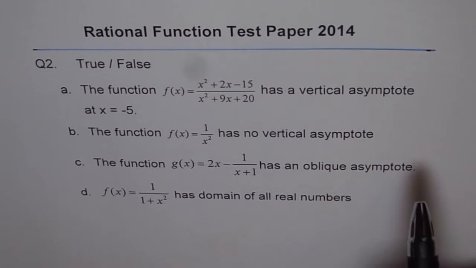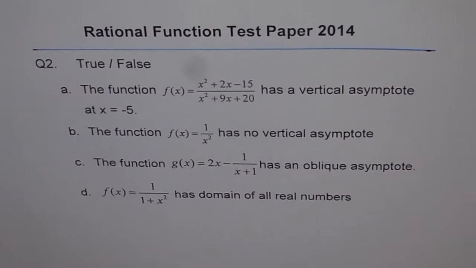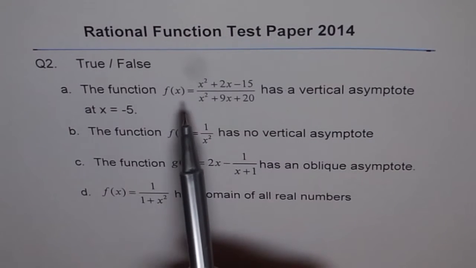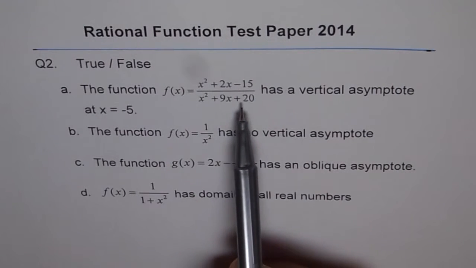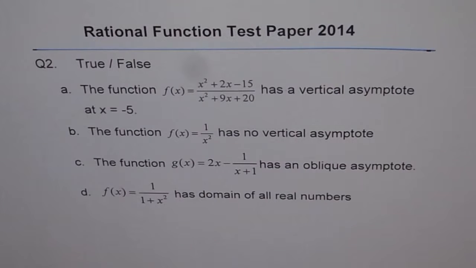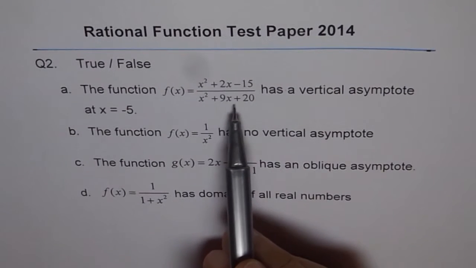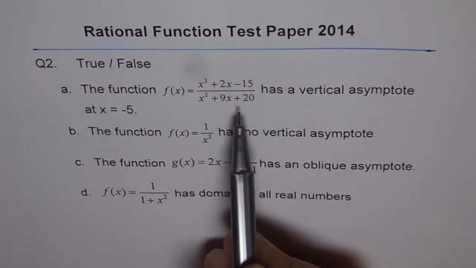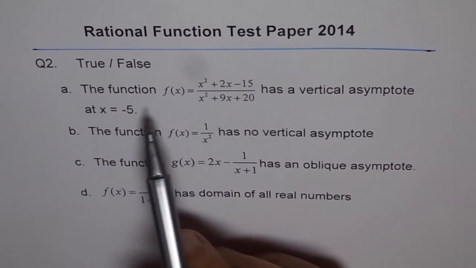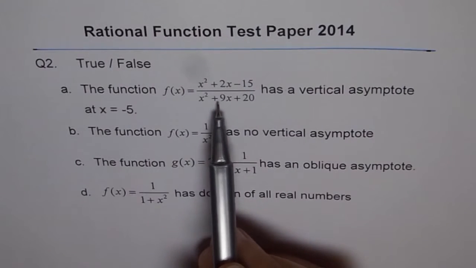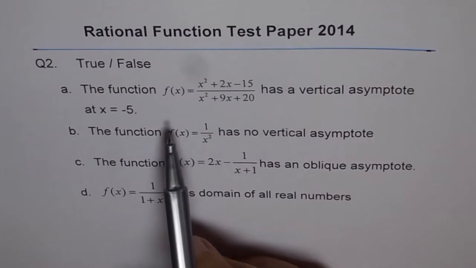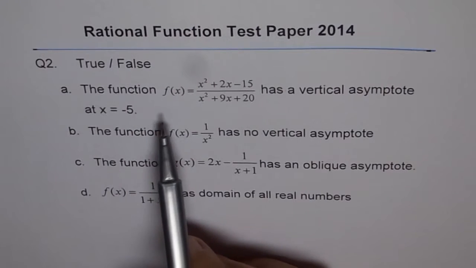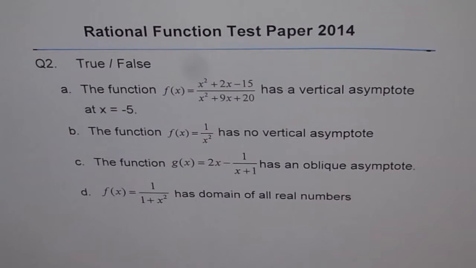My observation is that when we get this kind of question, the very first one is the function f of x equals x squared plus 2x minus 15 divided by x squared plus 9x plus 20 has a vertical asymptote. Most students will start factoring both numerator and denominator and then try to figure out whether x plus 5 is a factor in the denominator or not, whether x plus 5 is a factor in the numerator or not. Well, keep in mind that these true or false questions don't really give you liberty of time.